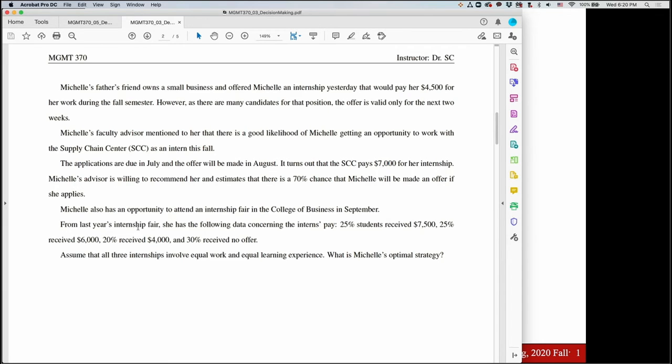And last year there was some information. Last year there was this kind of information: 25% of students received 7,500, 25% received 6,000, and 24,000. I mean, also there is some chance that you do not have any offer. So we have 4 different possible scenarios. Then we can make the decision tree. You can add this decision tree here.